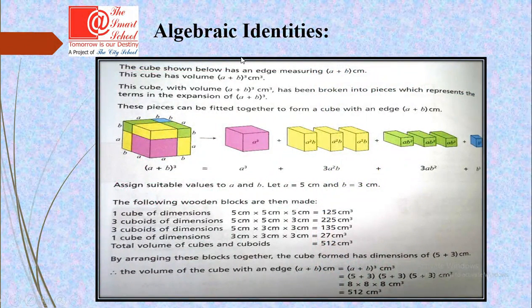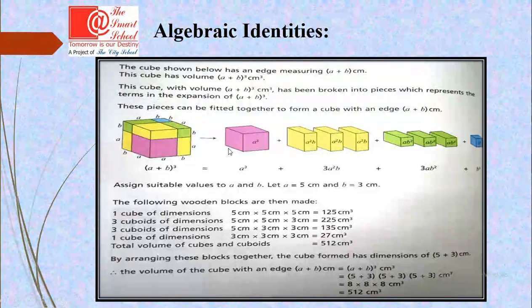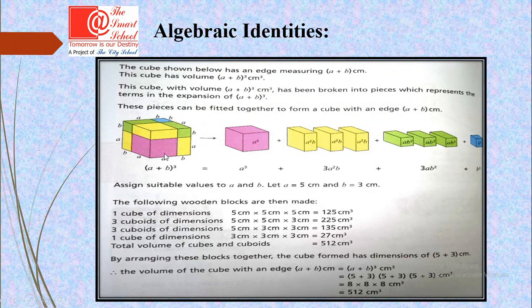Now I want to prove these identities, especially this first identity, with the help of geometry. As you can see, the side of this cube measures a + b. This is a + b centimeter, and this is also a + b, this is also a + b, and this one is also. So this is a cube which has each side measuring a + b.